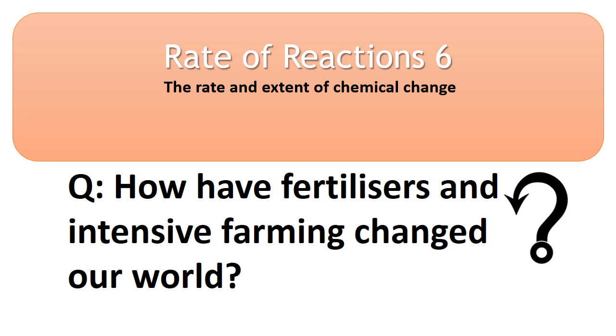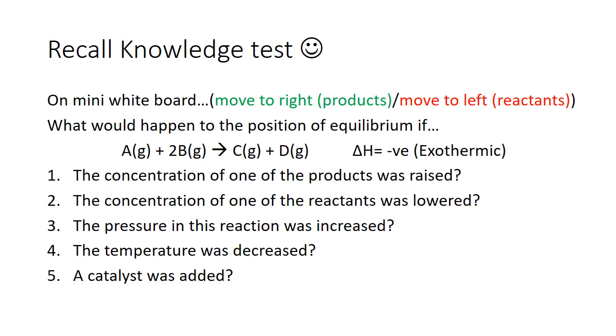So today's big question is, how have fertilisers and intensive farming changed our world? And the reaction we're looking at in particular today, the Haber process, really changed this area. So first thing I like to do is a bit of recall knowledge from our previous lessons and have a look at these examples and decide what would happen to the position of equilibria if these conditions occurred.